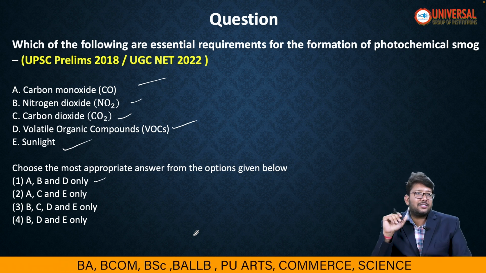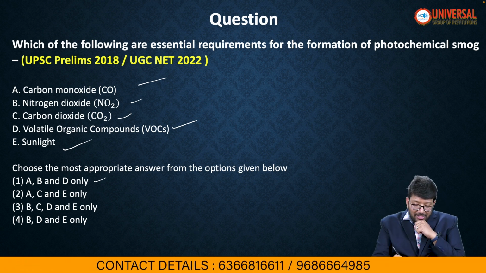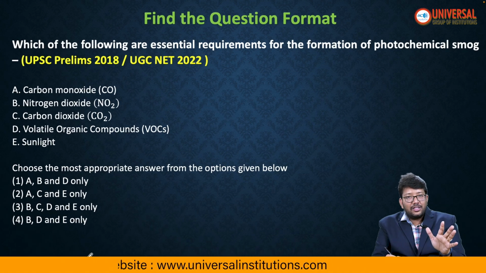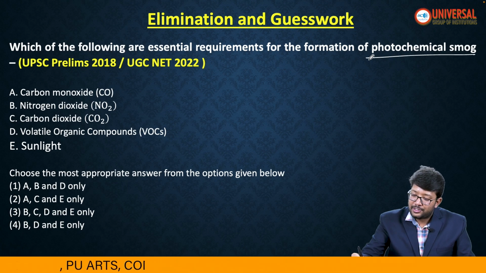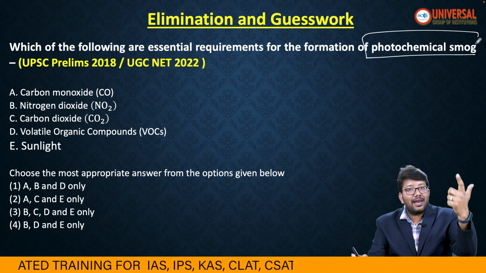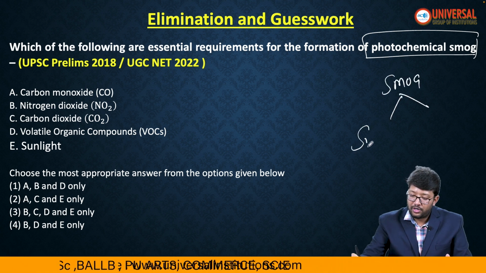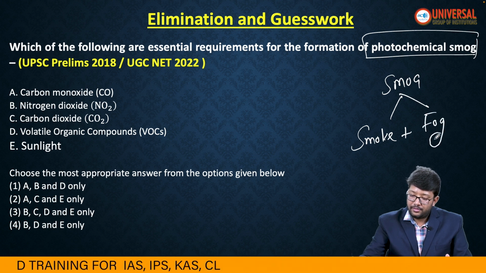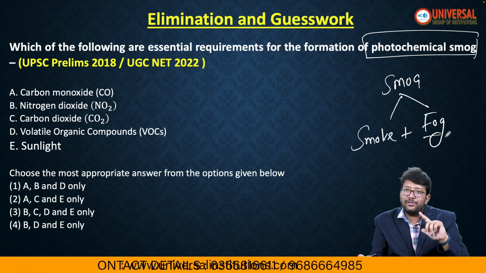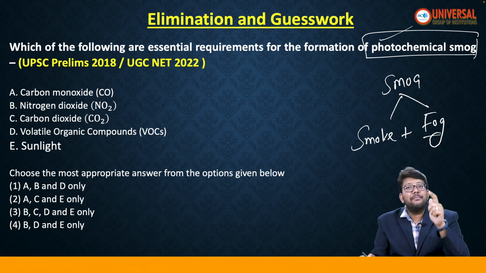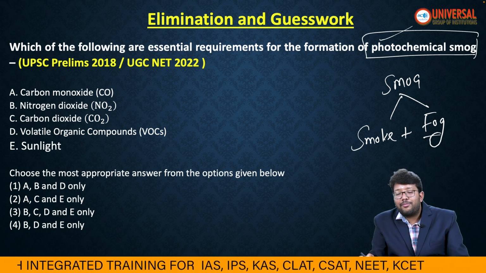So basically, students, in this type of question the elimination method works. The moment you see the question, check if the concept is clear. First, identify the question format, then start the elimination. So, photochemical smog. Photo means light, sunlight. Smog is made up of two words: smoke plus fog. Smoke can happen at night also, but it is written photochemical. Photo means sunlight, so sunlight is the essential requirement for the formation of photochemical smog.